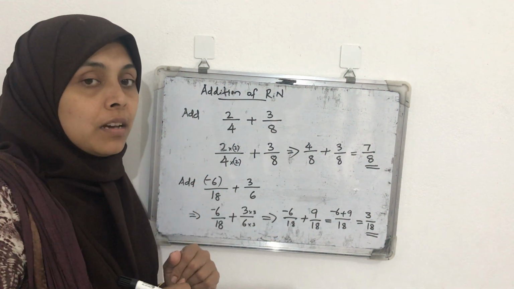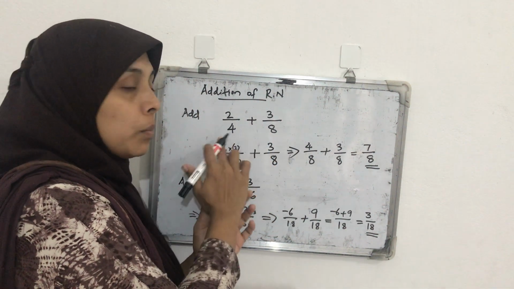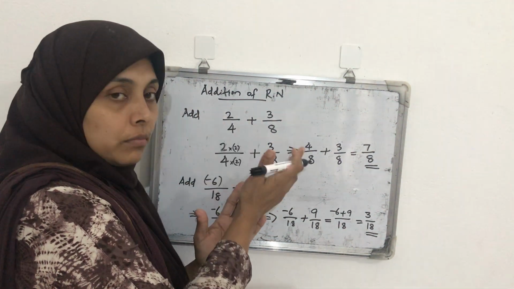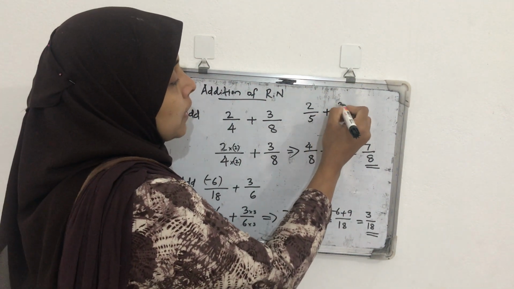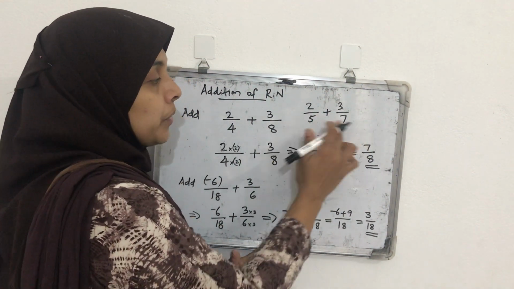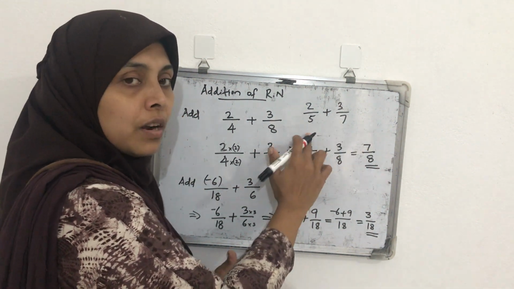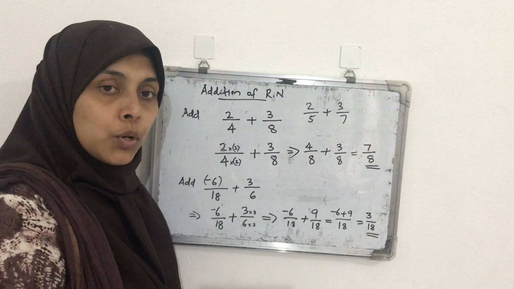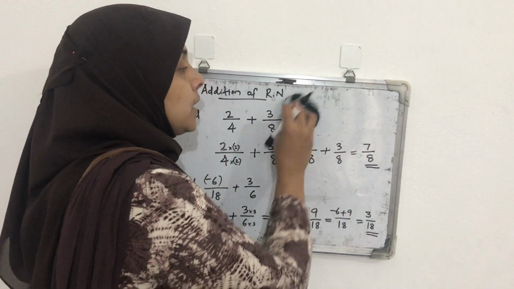One more case is there. If both the denominators are not multiples of one another, in this case 2 by 5 plus 3 by 7, you look at the denominators here. Is any denominator a multiple of another one? No. That case we can discuss tomorrow. So in this class we discussed two cases today.